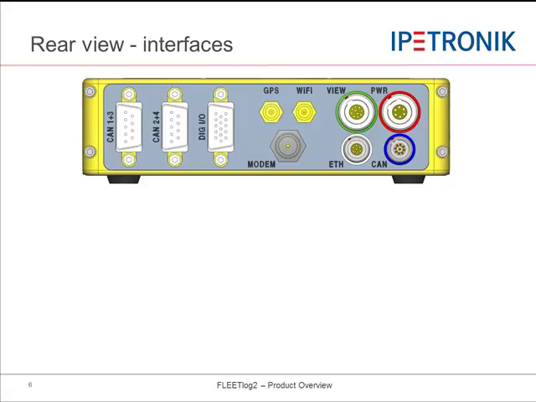Now I will present the interfaces of the rear side of FLEETlog2 in detail. On the top right corner we have the power input ranging from 9 to 36 volt DC.